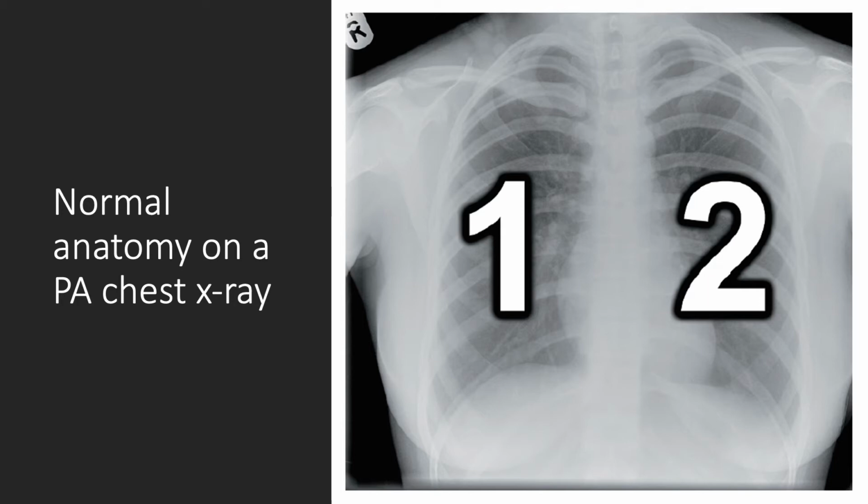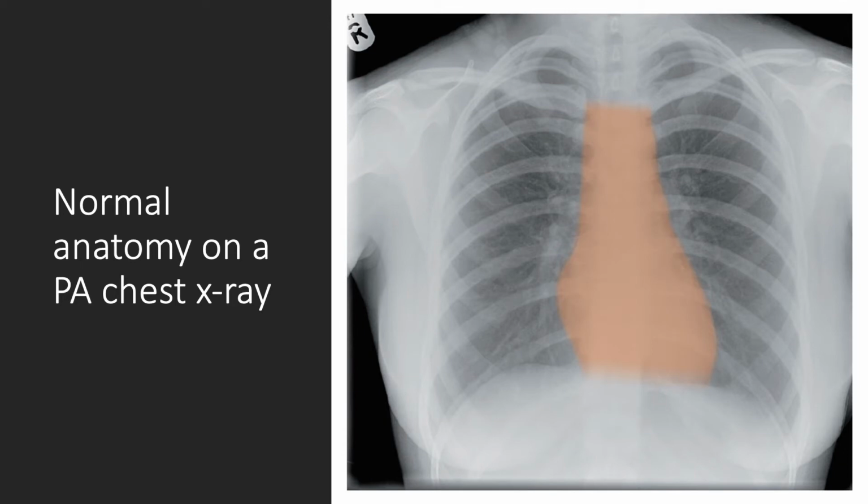This shows the normal anatomy on a PA chest X-ray. Remember, as you look at the chest X-ray, the left side of the radiograph is the patient's right side, while the right side on the radiograph is the patient's left side. So number 1 is the patient's right side, while number 2 is the patient's left side.